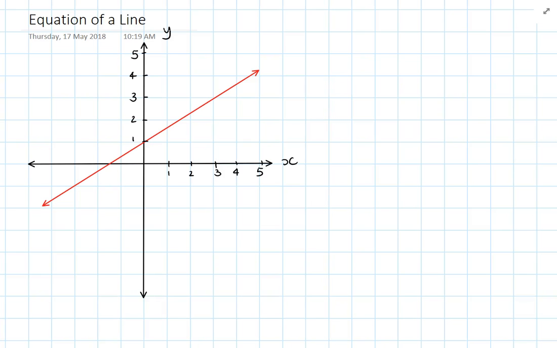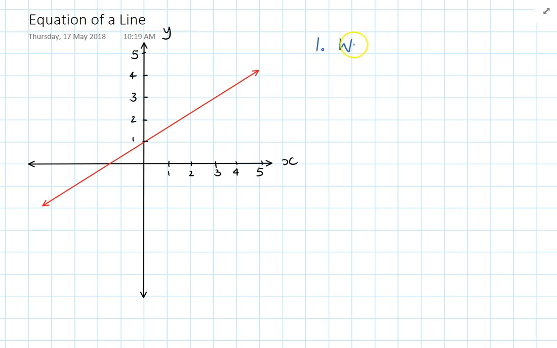In this video, we're going to look at finding the equation of a line from a graph. Remember, it doesn't matter what information we have. There are some very simple steps to follow to write the equation of a line anytime. Just the amount of working that changes.